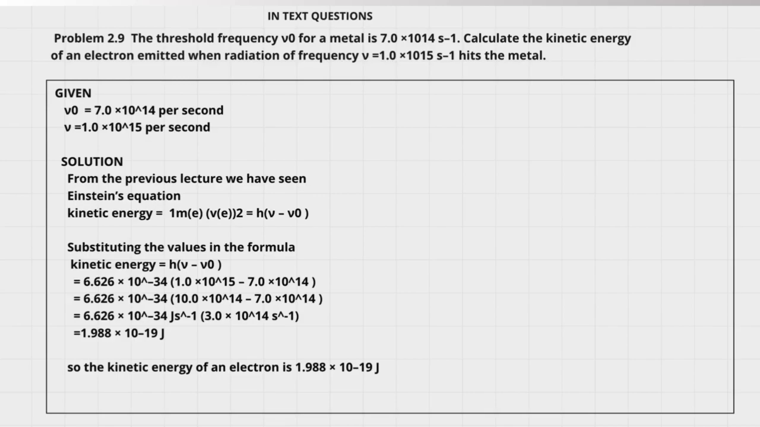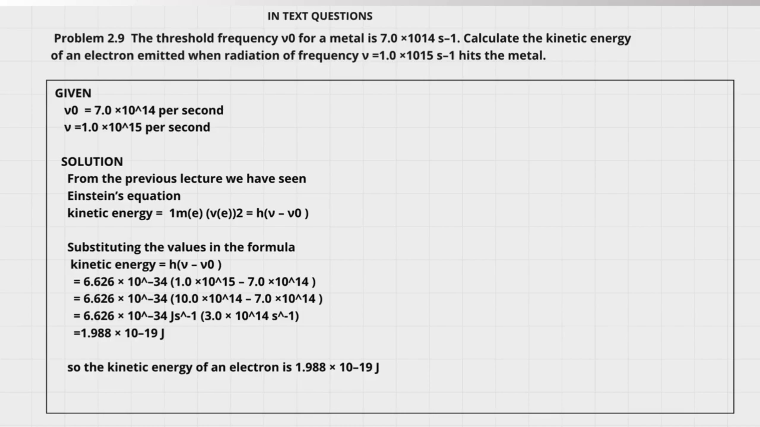Solution. From the previous lecture we have seen Einstein's equation. Kinetic energy is equal to 1/2 times mass of electron times square of electron's velocity is equal to Planck's constant times frequency minus threshold frequency. Substituting the values in the formula, kinetic energy equals h(nu minus nu0).